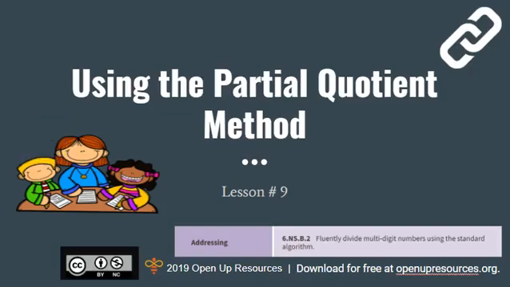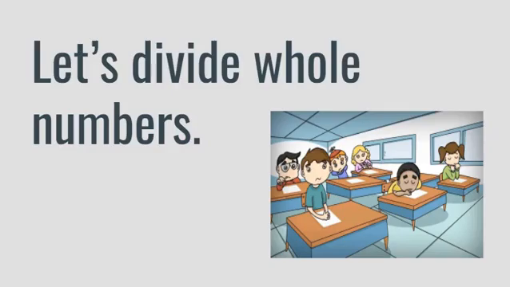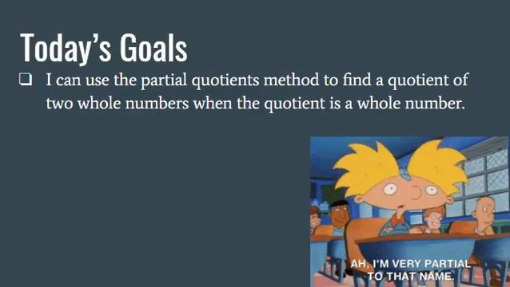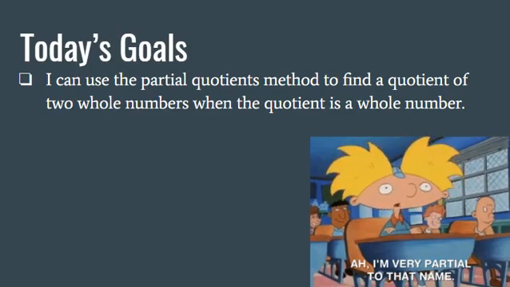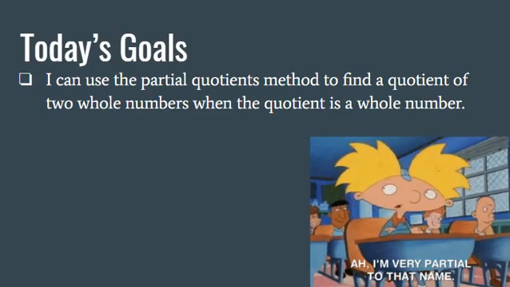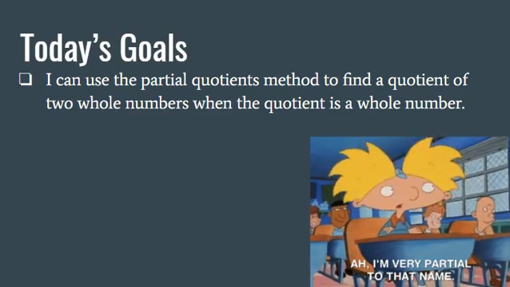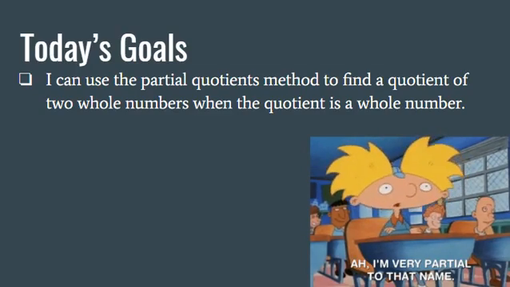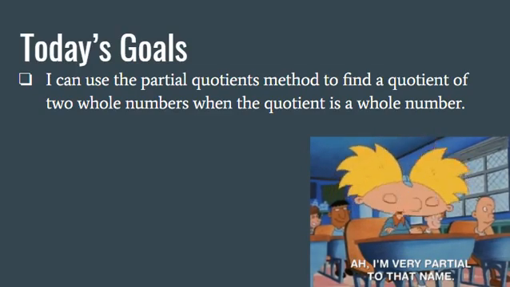Using the partial quotient method. This is lesson 9, so we're going to look at dividing whole numbers. Today's goal: I can use the partial quotients method to find a quotient of two whole numbers when the quotient is a whole number. So make sure you have today's date, your I can, and page number set, and you are ready to move on.